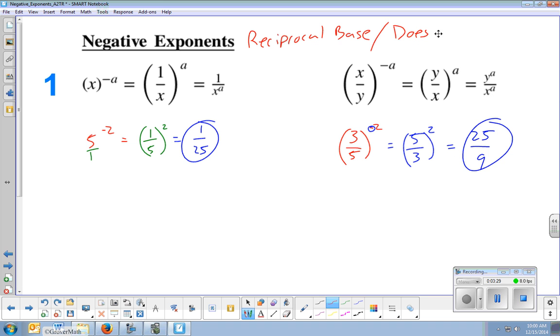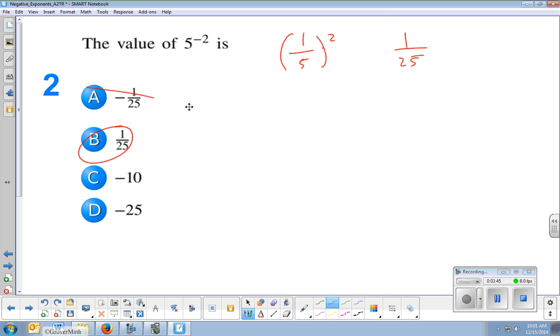Does not make base negative. All it means is reciprocal the base. If your base is positive, its reciprocal is positive. If your base is negative, then your reciprocal is negative. But it does not change the sign of the base. All it does is flip the base upside down. It reciprocals the base. So 5 to the negative 2 is not going to give me a negative number.